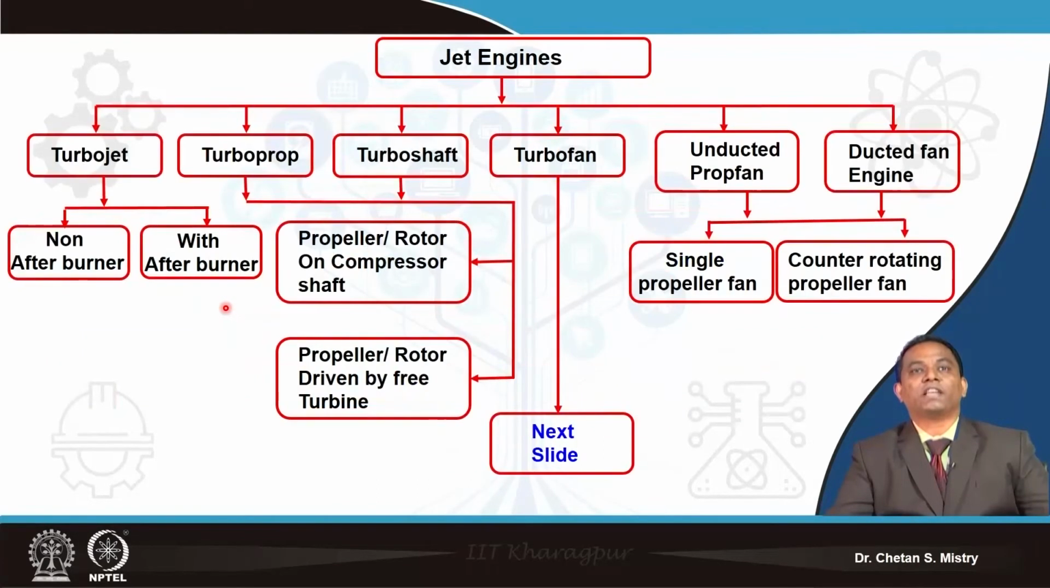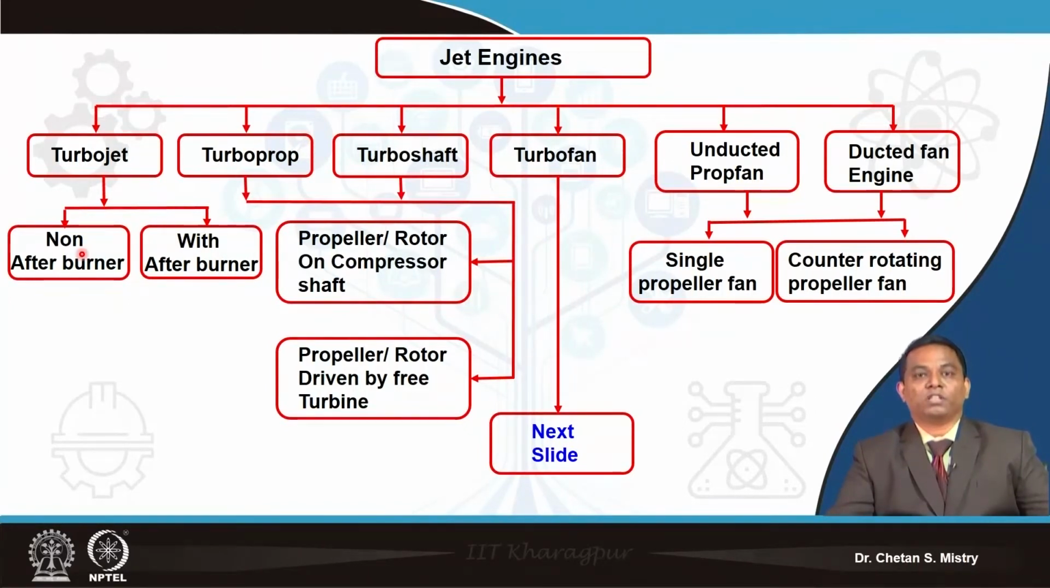Gas turbine engines are further classified as turbojet, turboprop, turboshaft, turbofan, unducted propeller fan and ducted propeller fan. Further, the turbojet engine is classified as with afterburning and without afterburning. They have special applications.